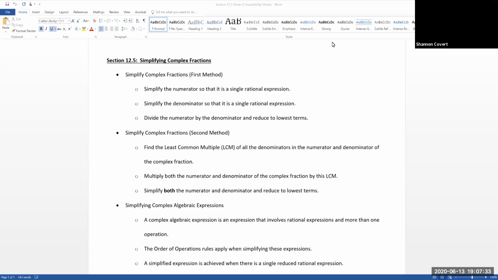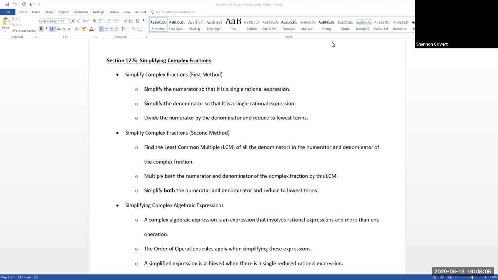When we're looking at simplifying complex algebraic expressions, it could be a combination of our first and our second method. But a complex algebraic expression is going to involve rational expressions with more than one operation. So we are going to be adding, subtracting, multiplying, dividing, a combination of different mathematical operations. That's what makes a complex algebraic expression. We need to remember our order of operations.